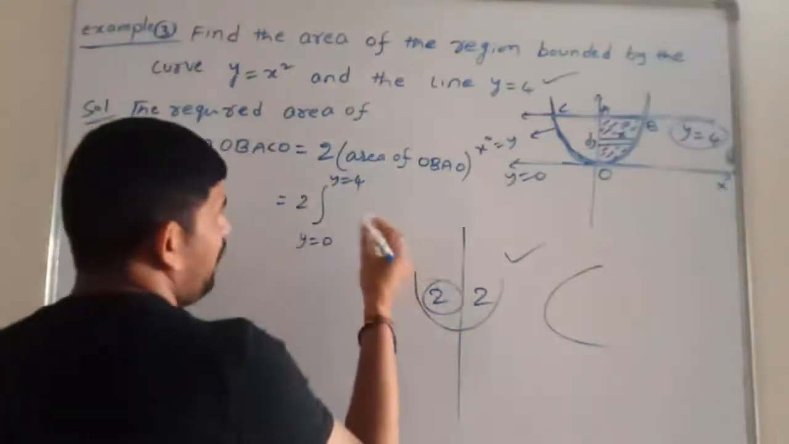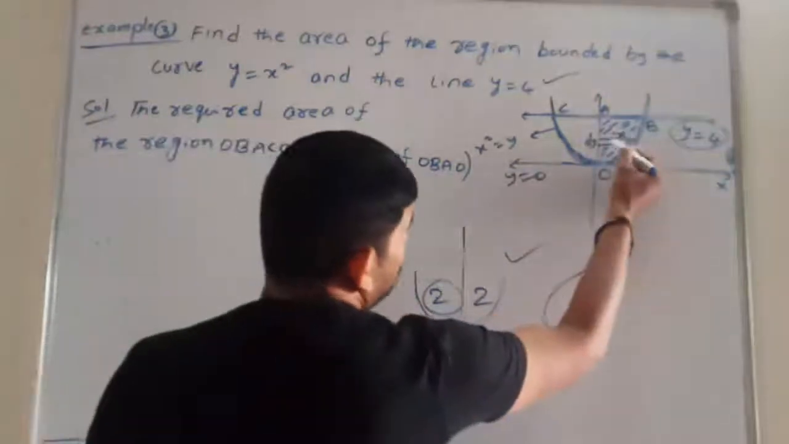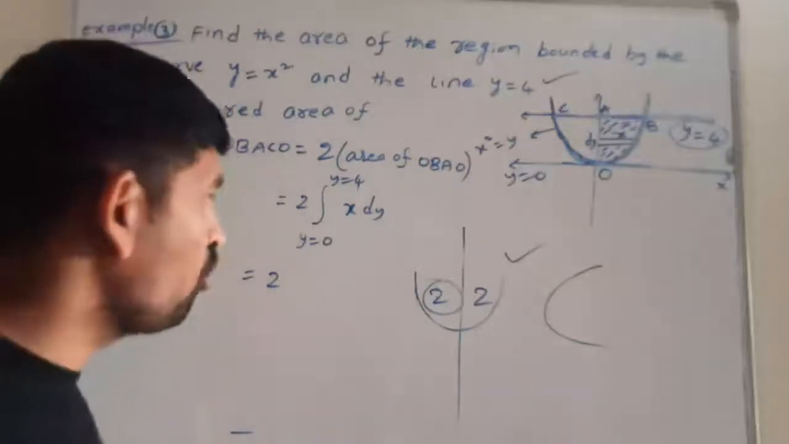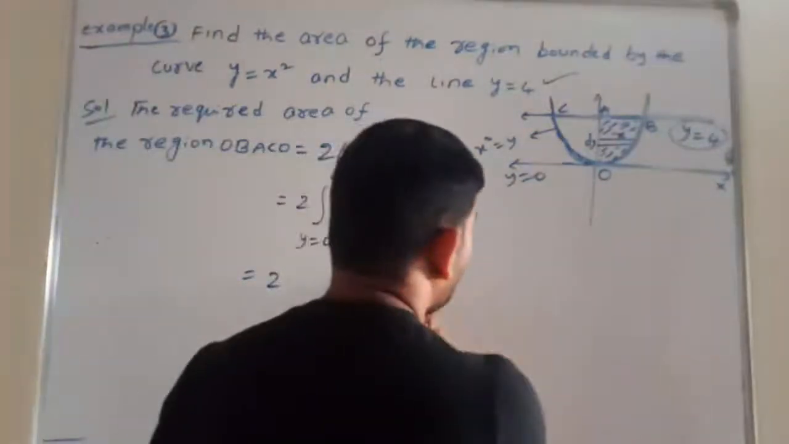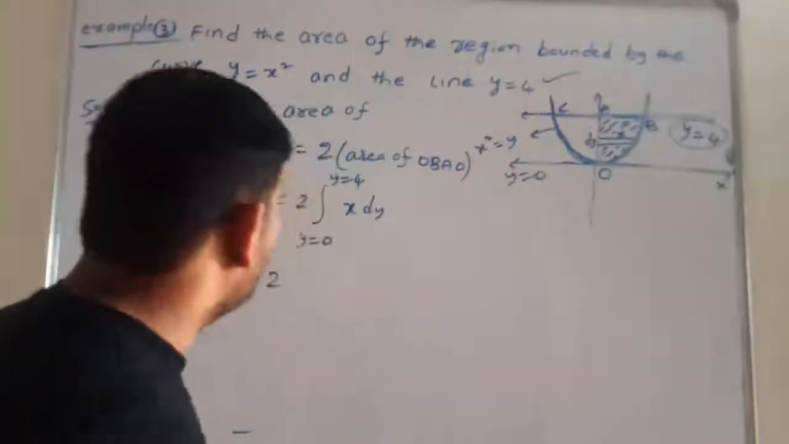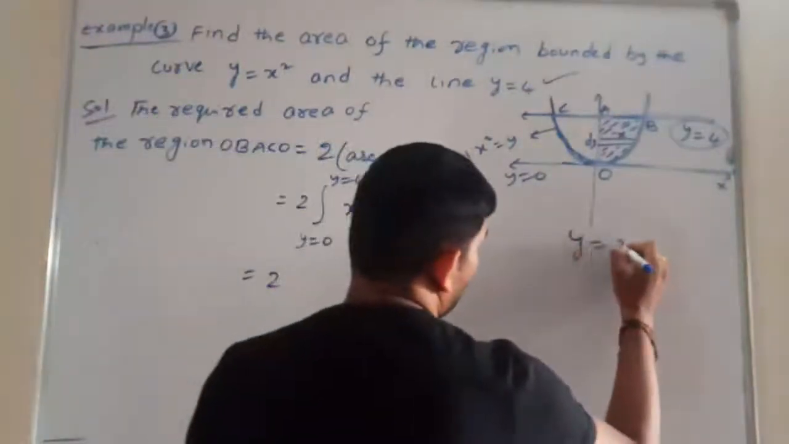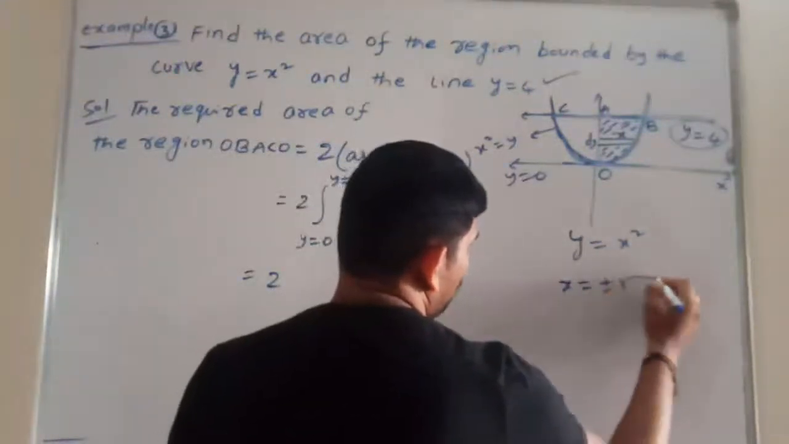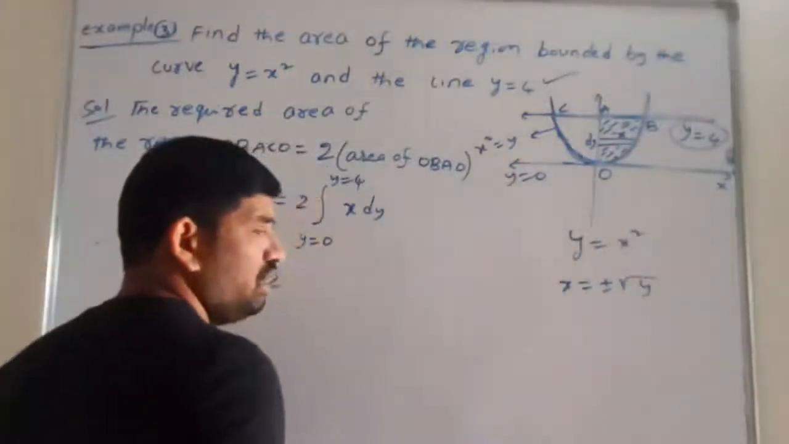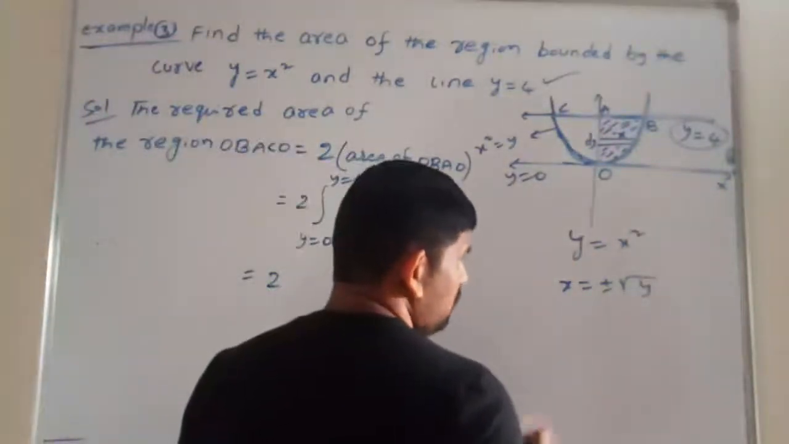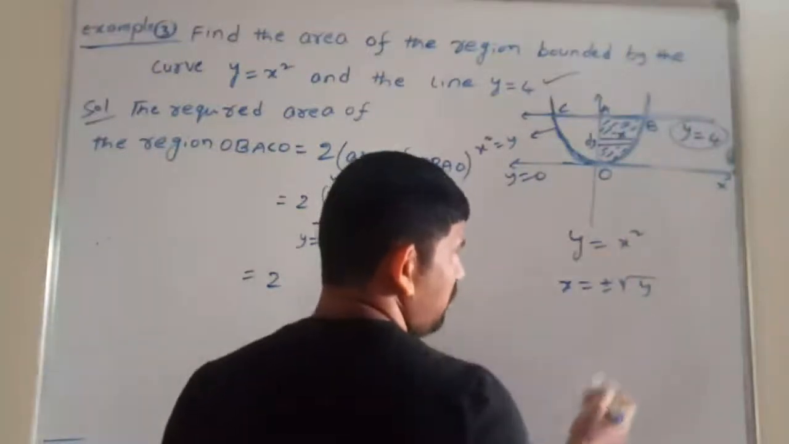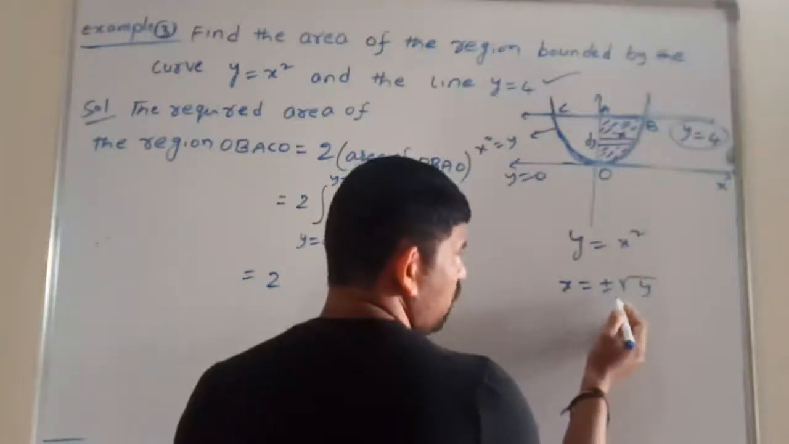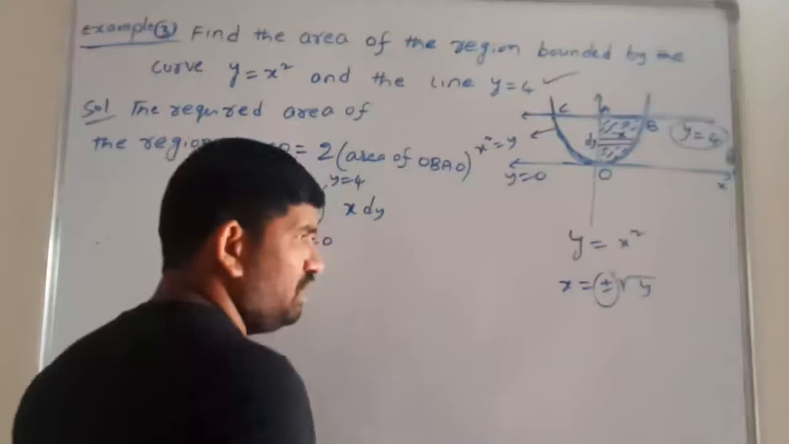Next we have to multiply x into dy, because we are multiplying the length into the width. So what is x in this? Again we have to observe the curves given, and from that we take x. The curve given is y is equal to x square. From this we have to take x. So x is equal to plus or minus under root y, because we are taking the square to the other side. Finally, this is plus or minus root y.